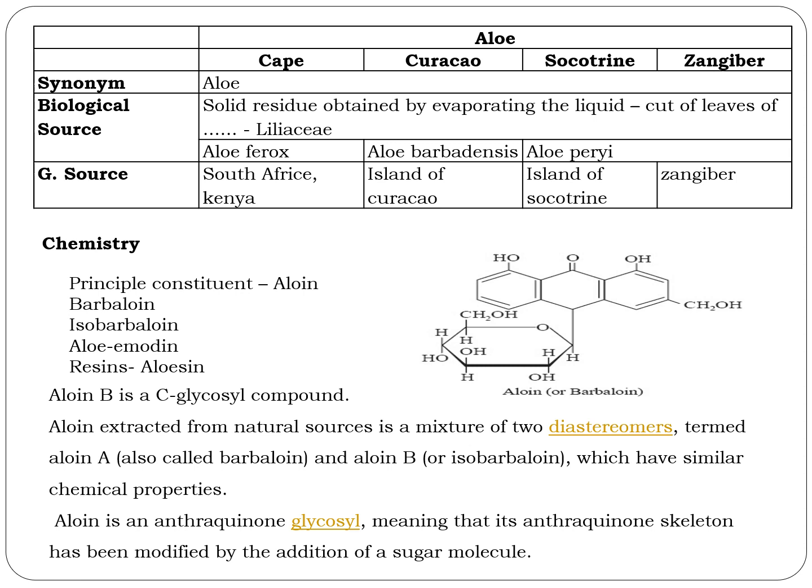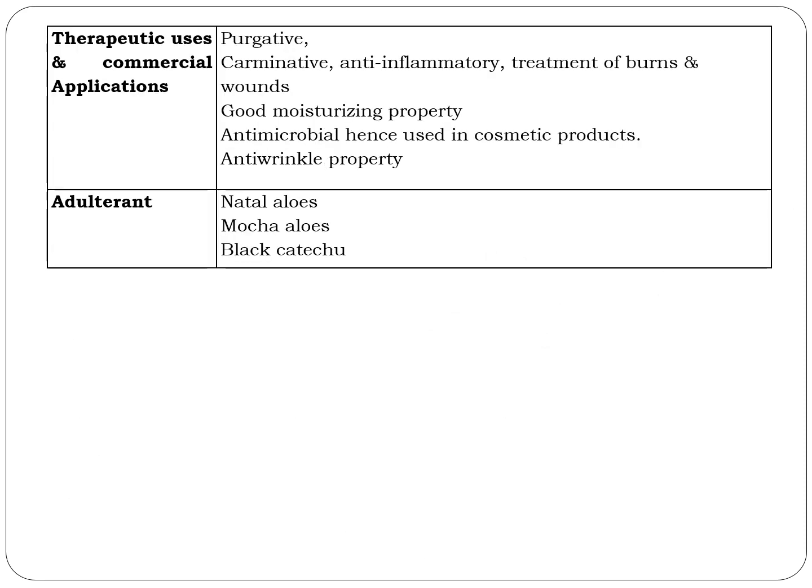So let us see the principal constituents. It consists of aloin, barbaloin, isobarbaloin, aloe-emodin, and it also consists of resin and aloesin. Aloin is a C-glycosyl compound extracted from natural sources, which is a mixture of two diastereomers termed aloin A and aloin B, which have similar chemical properties. Aloin is an anthraquinone glycoside as it contains an anthraquinone skeleton, which is modified by the addition of a sugar molecule.